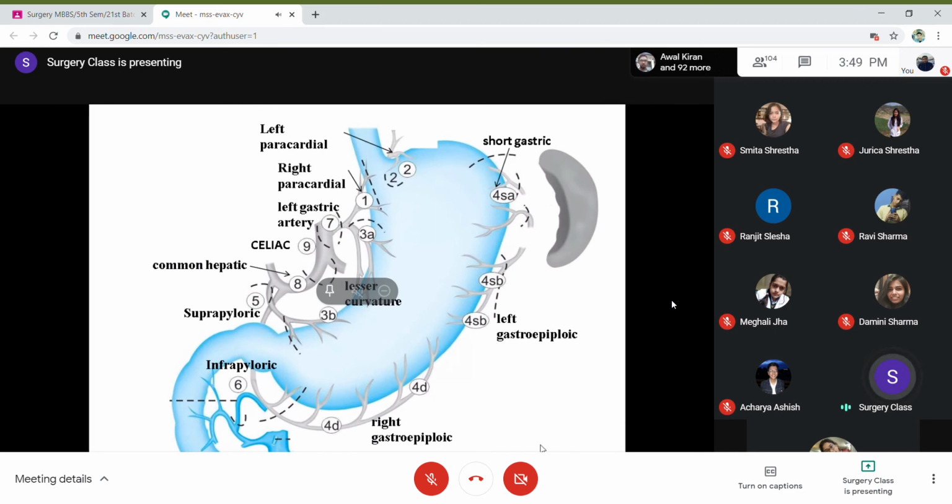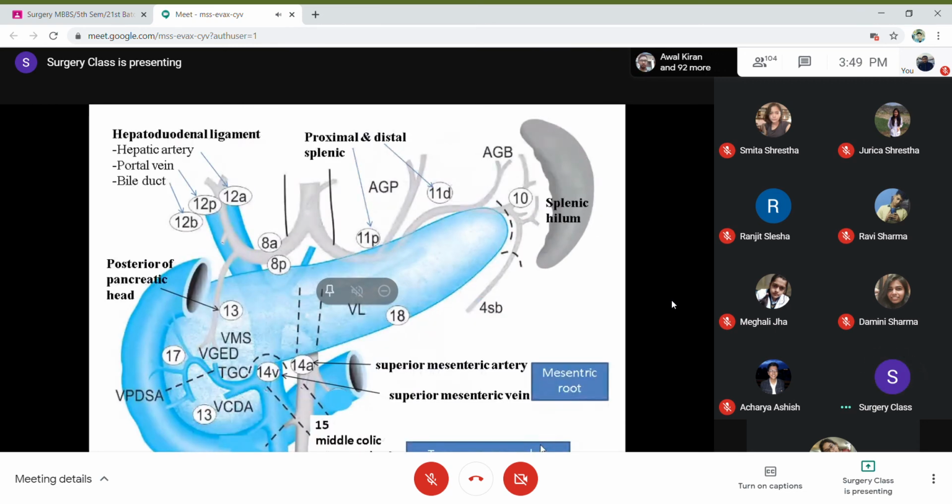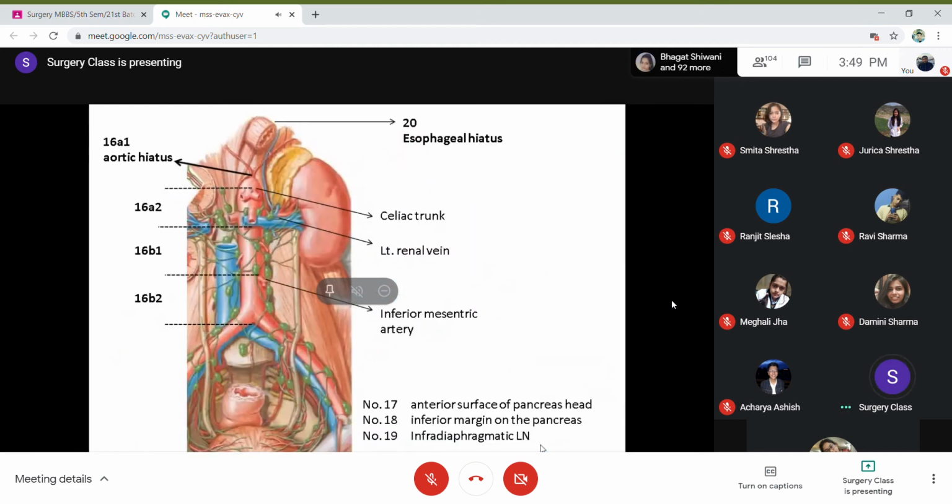Can you understand now, right? See, stations 12, 13, 14, 15, I'm not going to discuss this. Just have a look in your textbook so that you understand it. So up to 12 is important for D2 resection, but if you go beyond that, that will not be a D2 resection. It will be more than a D2 resection.